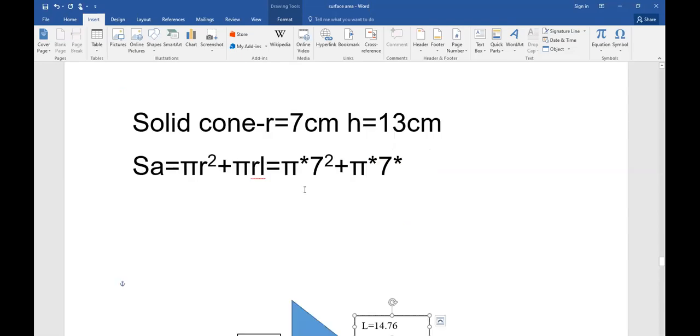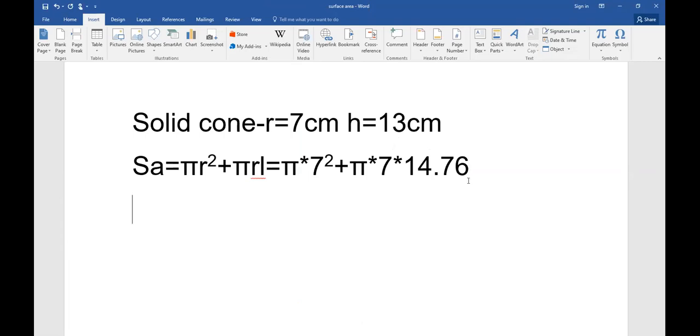So here we can say pi R L, we can now comfortably say L is 14.76. So that is how you can get the answer. Pi R squared plus pi R L. That's how you can get the surface area of a cone with these dimensions.